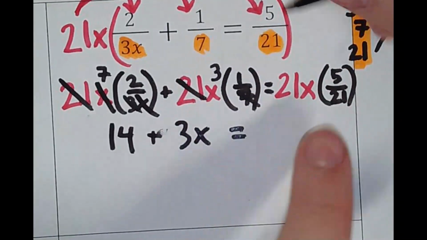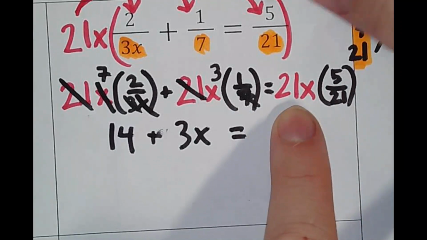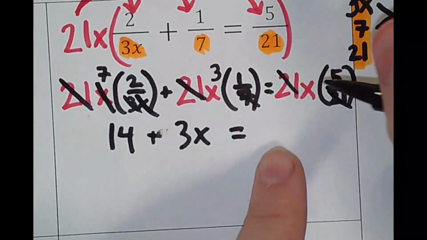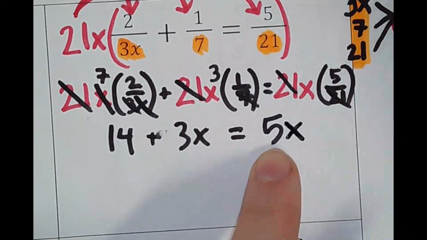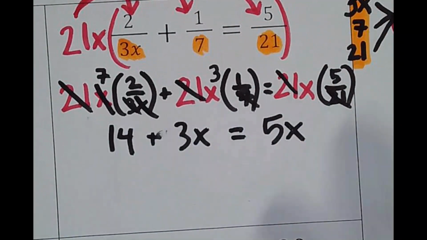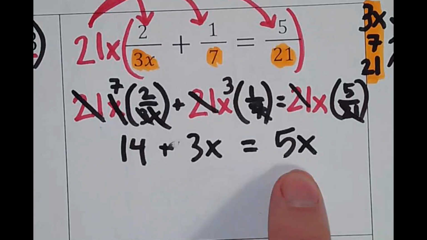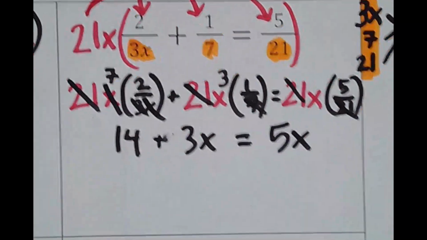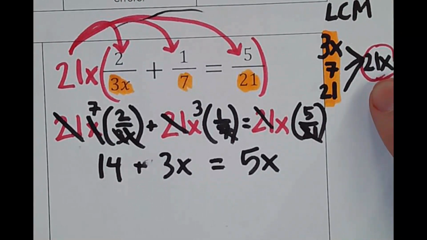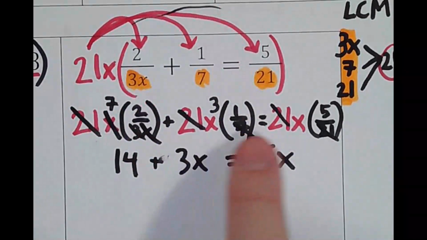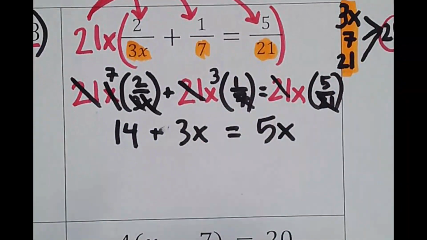All right, this last one: 21x times 5 over 21. What could we cross off? 21 over 21. That crosses off, and we're left with 5 with an x there. Okay, now carefully, we're going to solve this. Notice all these fractions are gone because we did fraction busters. How do we do fraction busters? We have to choose which least common multiple all three of these fractions' denominators go into. Okay, that allows us to solve it now.